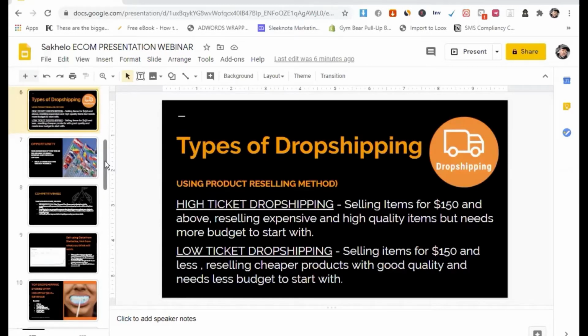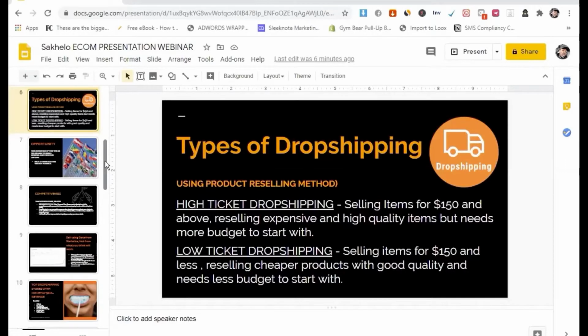Okay, high ticket dropshipping is when you're selling items for $150 upwards. It's basically reselling expensive and high quality items. But you just need more budget to start with high ticket dropshipping. So that's why I want us to focus on low ticket dropshipping. I only teach low ticket dropshipping, but I just did this example for you guys to see the difference.